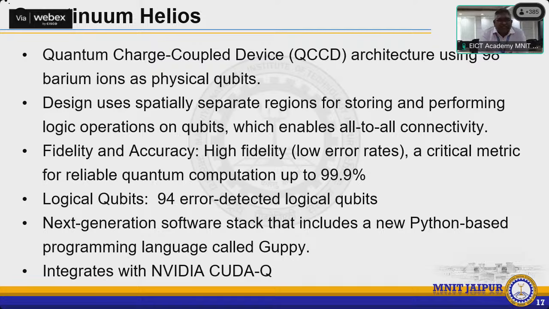It basically has spatially separate regions for storing and performing logic operations on qubits, which enables all-to-all connectivity, right? The strength is basically high fidelity. When you talk about high fidelity, it means low error rates. High fidelity is a metric which talks about reliable quantum computation, and the fidelity is 99.9%. So there is an error of 0.01%, something like that, right? So about 94 quantum error detected logical qubits are taken. And it also developed a programming language called Guppy, which is a Python-based programming language.